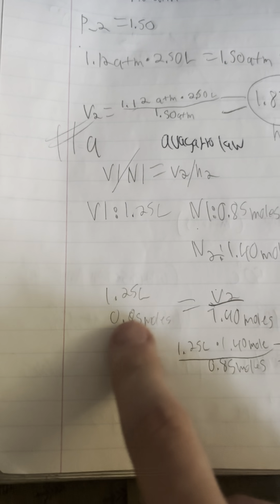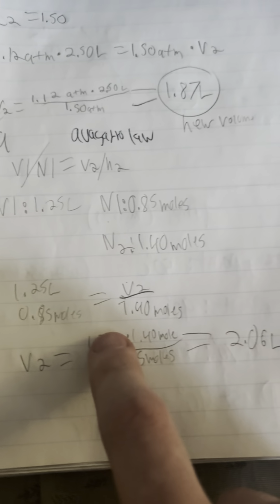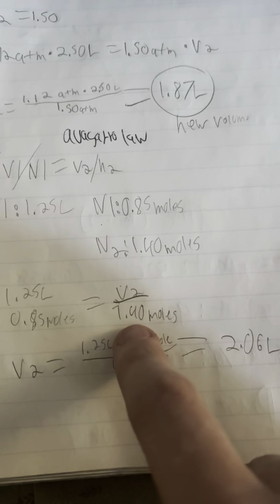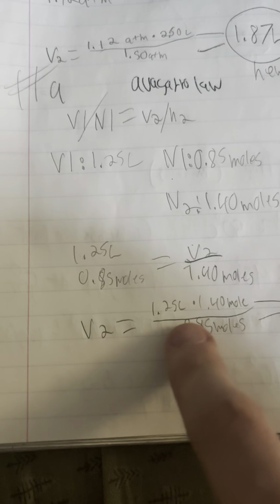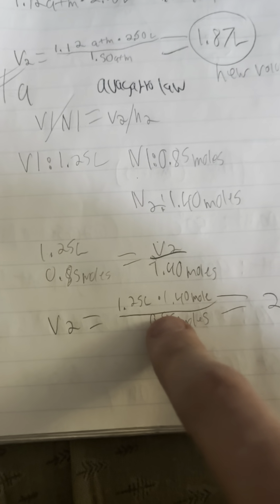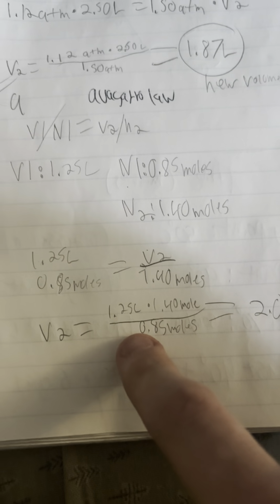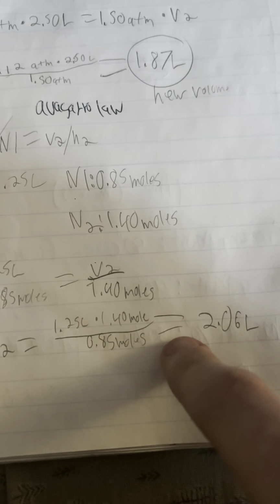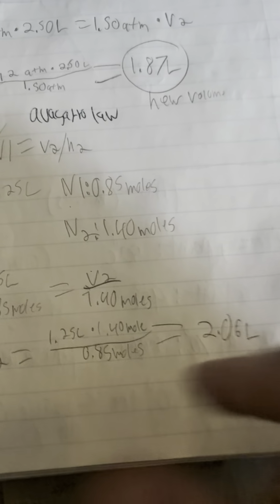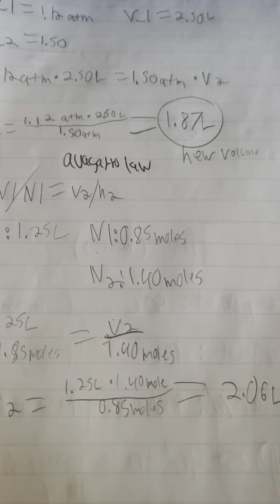First we would solve for V2. We have 1.25 liters over 0.85 moles equals V2 over 1.40 moles. So we need to solve for V2. We do 1.25 liters times 1.40 moles over 0.85 moles, and that would equal 2.06 liters. That would be the new volume if 0.55 moles of gas are added.